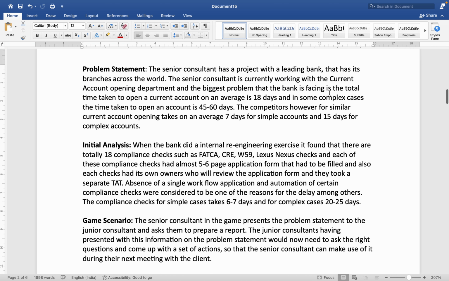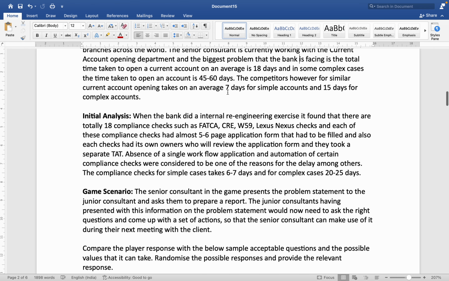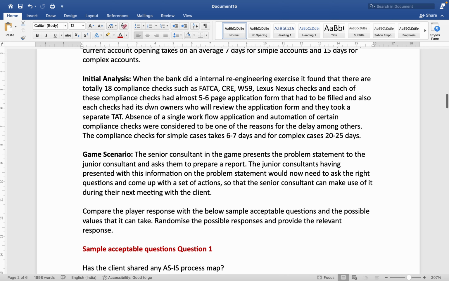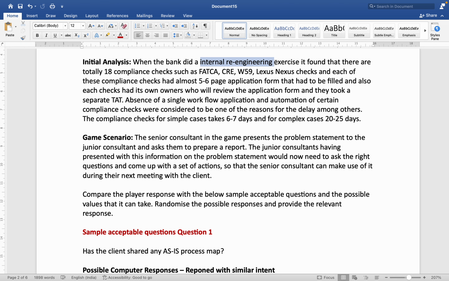In this particular case, I've taken my own prior experience of working with banks such as HSBC and Citibank, where I've taken one of the examples of a current account opening process, which is one of the challenges. It takes on average 45 to 60 days in certain complex cases, and about 18 days for simpler cases, while the competition is in a position to do the same in 7 days and 15 days respectively. I've also provided a little more information on the case in terms of the potential problems identified by the internal reengineering team.